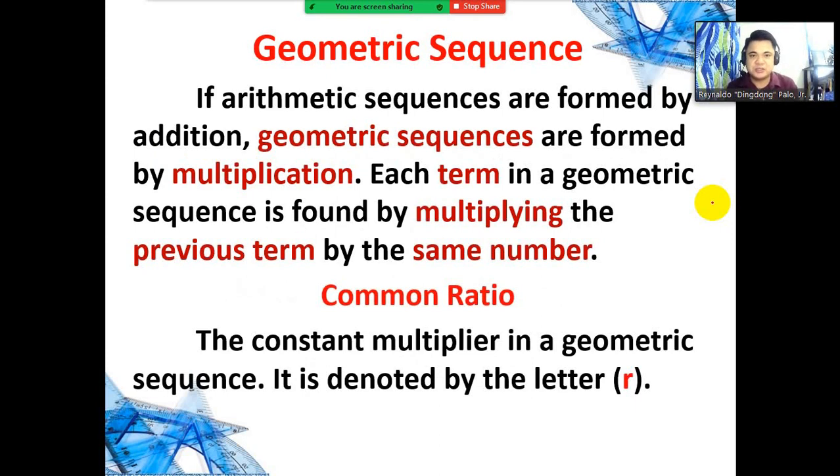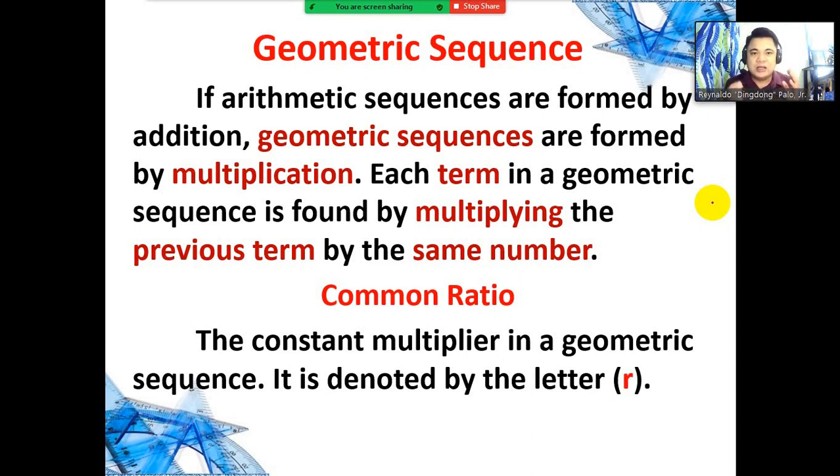So when we say geometric sequence, guys, if arithmetic sequences are formed by addition, so that's the operation for arithmetic sequences, geometric sequences are formed by multiplication. So each term in a geometric sequence is found by multiplying the previous term by the same number. So what do we mean by that? If in arithmetic sequence we are adding to the term of the sequence to get the next term, in geometric sequence we are actually multiplying to get the next terms of the sequence. So the operation now is multiplication.